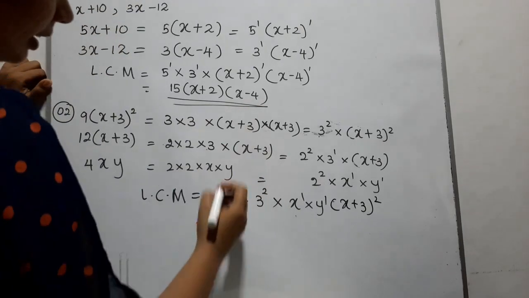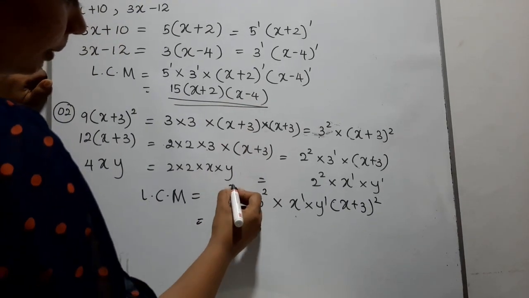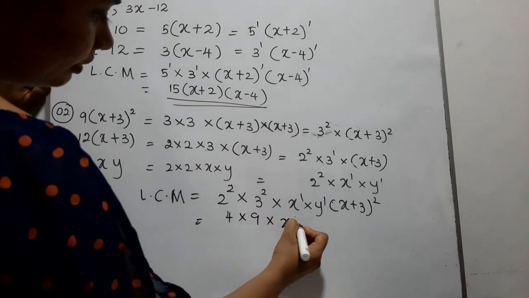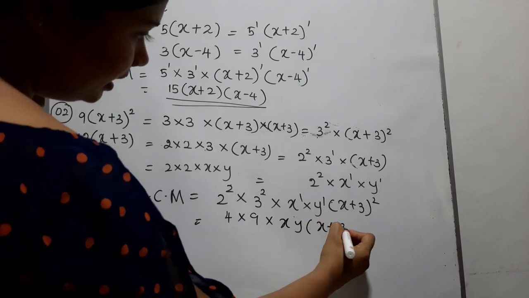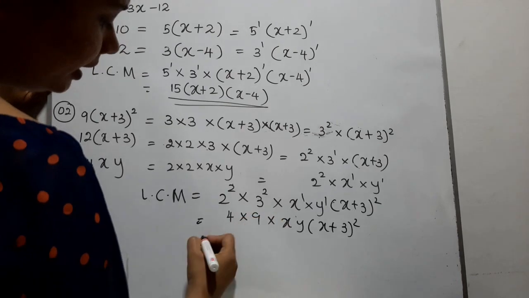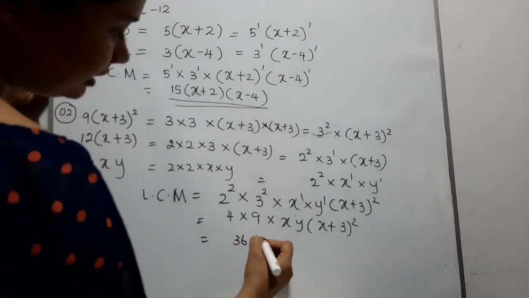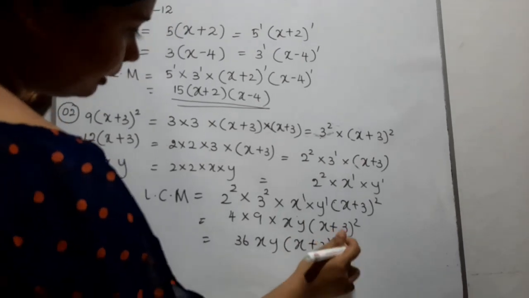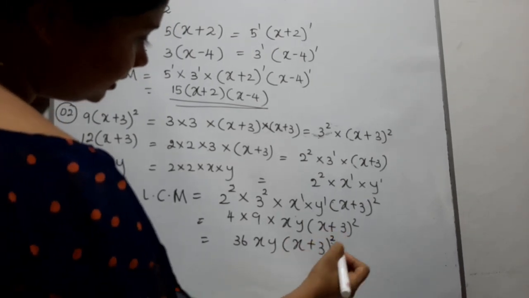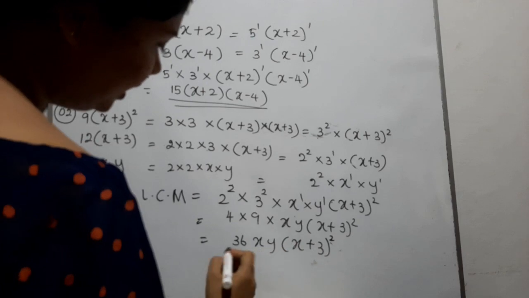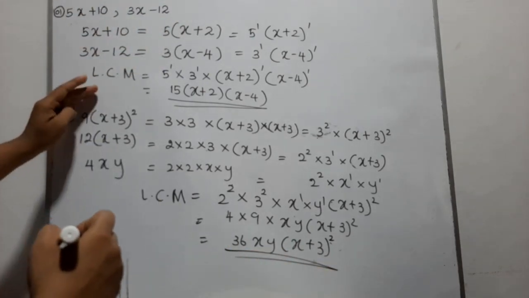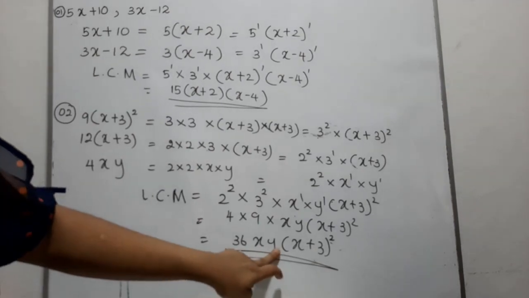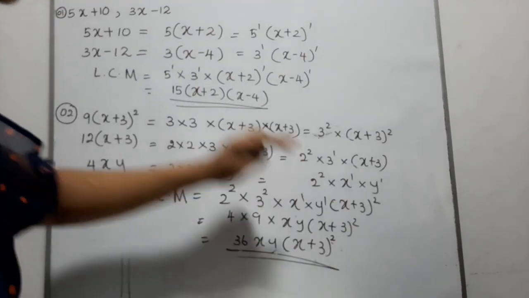Now we have to obtain the product. 2 to the power 2, 4. 3 to the power 2, 9. Here x, y, x plus 3 squared. 4 into 9, 36. x, y, x plus 3 squared. Not needed to simplify x plus 3 squared. The LCM of these 3 expressions is 36 xy times x plus 3 squared.